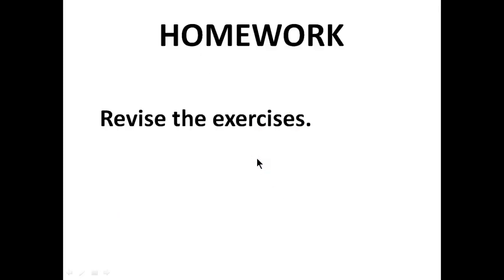My dear students, we have done 2 pages, page number 91 and 92. What is your homework? You will revise these exercises.